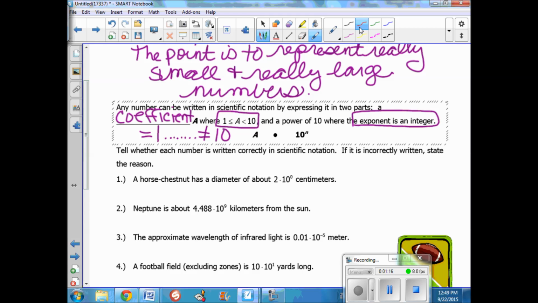So what's an example of that? So 2.4 times 10 to the third power. 2.4 is a number somewhere between 1 and 10 on our number line, and 3 is an integer. 4.45 times 10 to the negative 2. 4.45 is, again, somewhere between 1 and 10 on the number line, and negative 2 is certainly an integer.